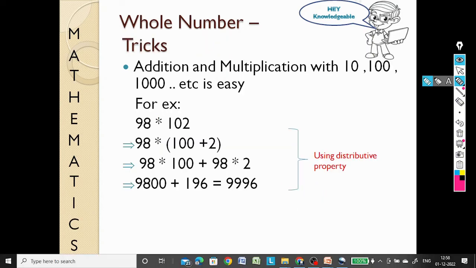So let's see some of the tricks through which day-to-day calculation could be made easier. As we know, addition and multiplication with 10, 100, 1000 and such kind of numbers is very easy to do. So if somebody gives you a problem like 98 into 102, we can split the 102 into 100 plus 2 and then apply the distributive property to get 98 into 100 plus 98 into 2, and this is very easy to do. This will be 9800 and 98 into 2 is also very easy to do. That gives you 196 and we can easily add to get 9996.